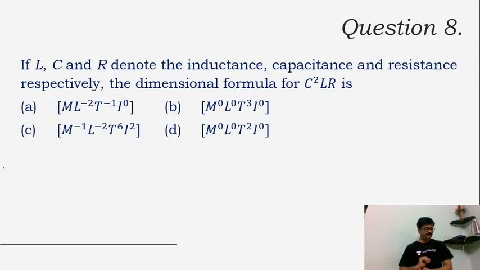Let's progress with question number 8 here. Now, question number 8. If L, C and R denote inductance, capacitance and resistance respectively, the dimensional formula for C square L R is. Okay. So let's go to the solution to this question.